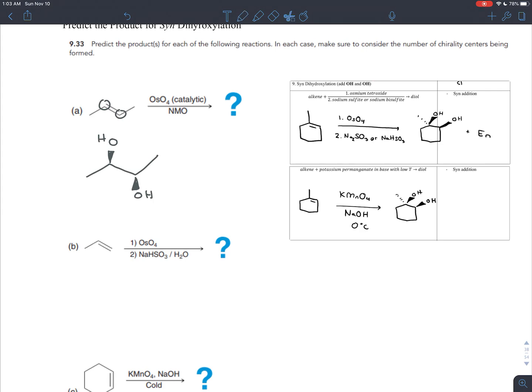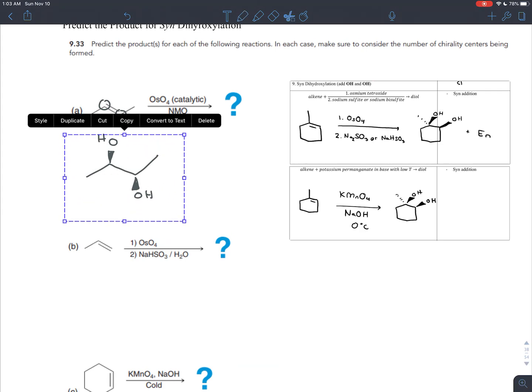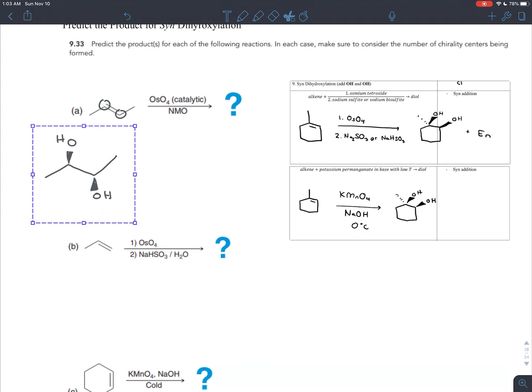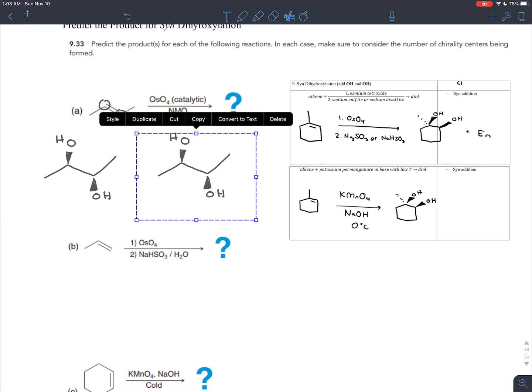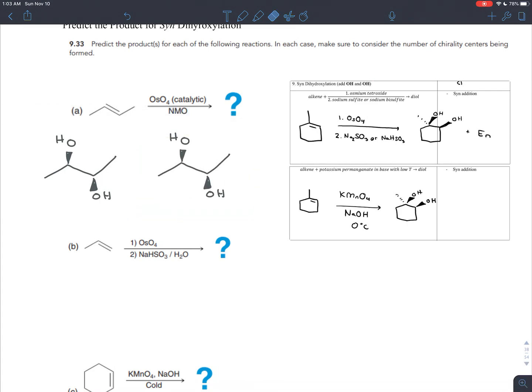Now we have chiral centers here. Both of those carbons with the OHs on them are chiral. And so there's no reason why one face of the double bond would be more reactive than the other. The pi bond is flat. These carbons in the pi bond are trigonal planar, so they're flat. So the reaction will happen equally on both sides, and if you have a chiral center, you'll form a racemic mixture of the two enantiomers.